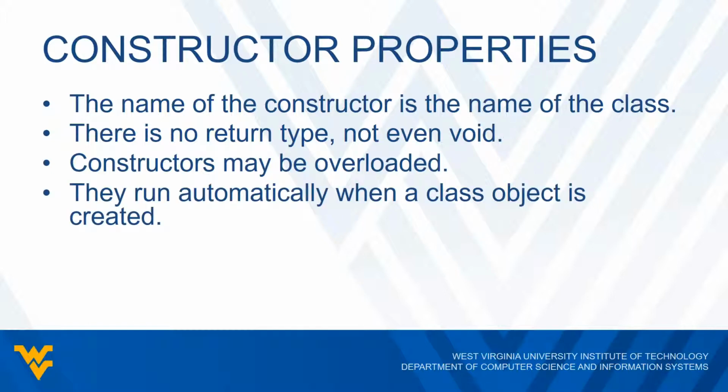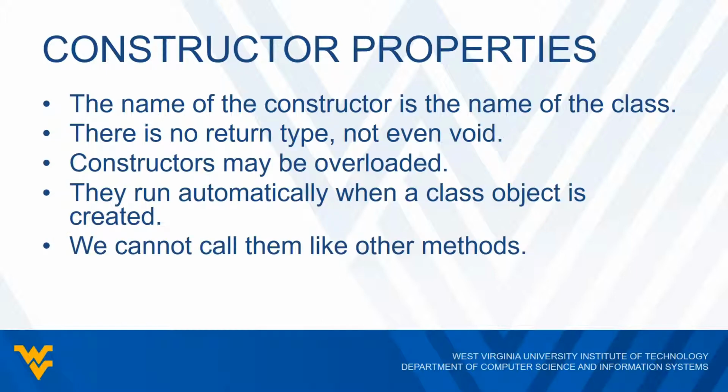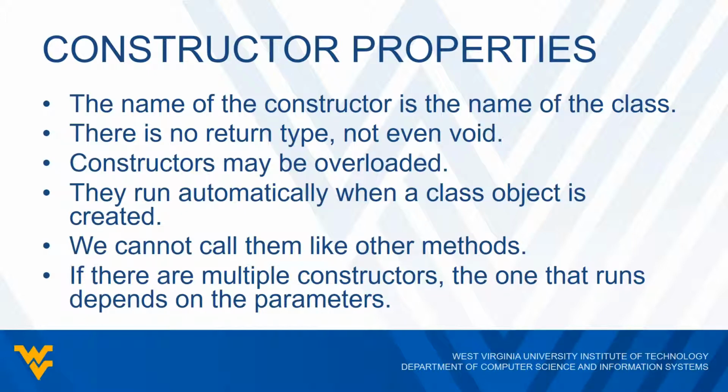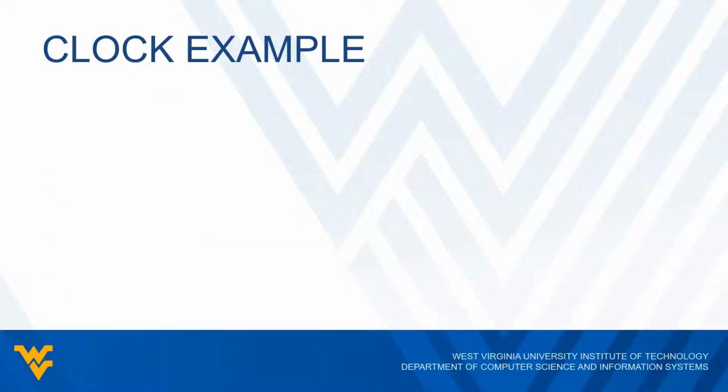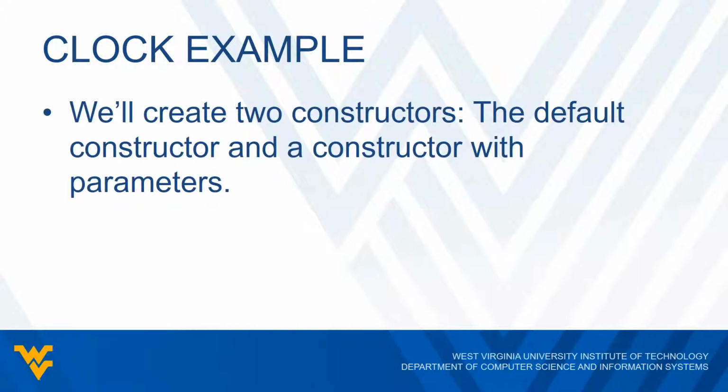The constructor runs automatically when we create the object. So what we're saying is we can't call them just like other methods. As soon as we create the object, the constructor is automatically called. We can't manually call the constructor. It's just kind of forced on us. And if we have multiple constructors, whichever one we run just depends on the parameters. So once again, it's just like with overloaded methods. When we call a method that's overloaded, we pick the one that matches the parameter list that we're trying to use.